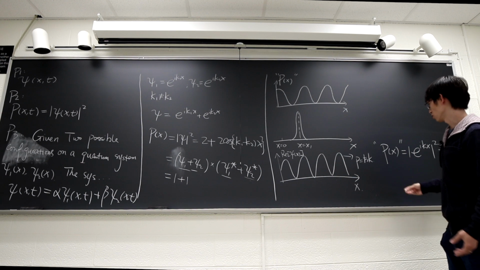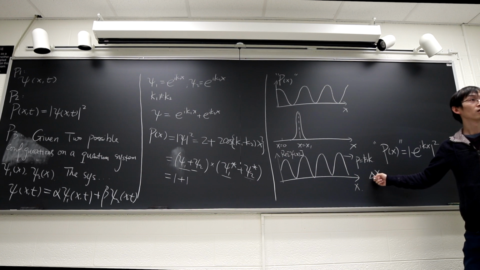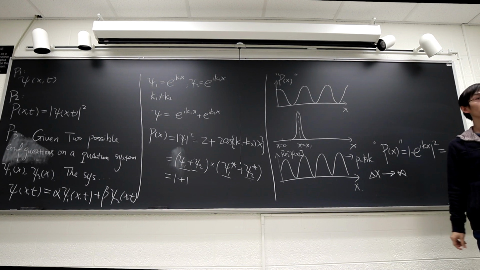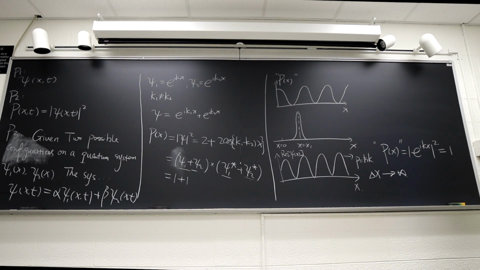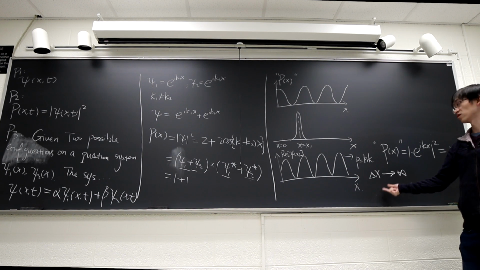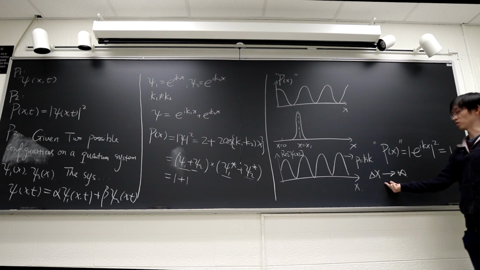So usually we say delta x, the uncertainty of the position, goes to infinity, because you can find it at 0, you can find it at infinity. So really, the uncertainty is approaching infinity. There are many different ways to approach infinity, but this statement is simply true.